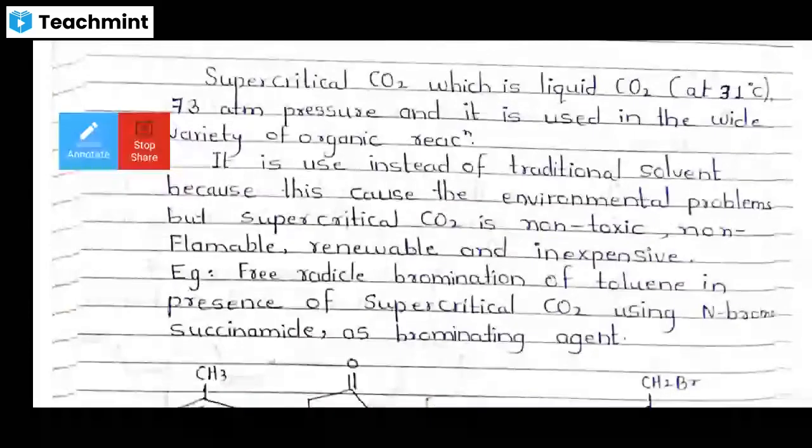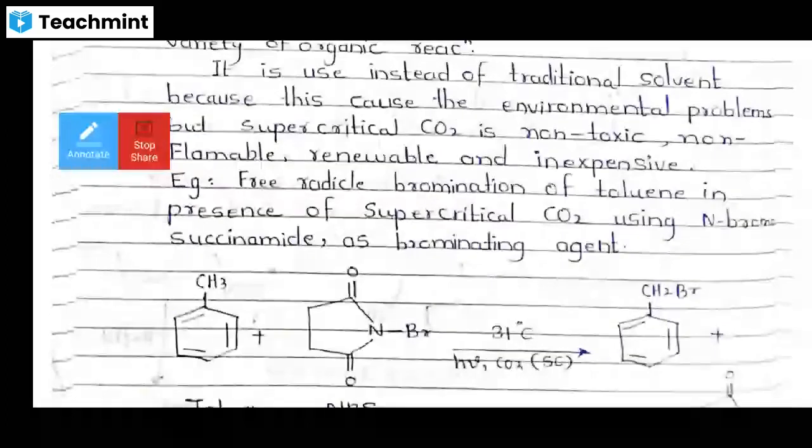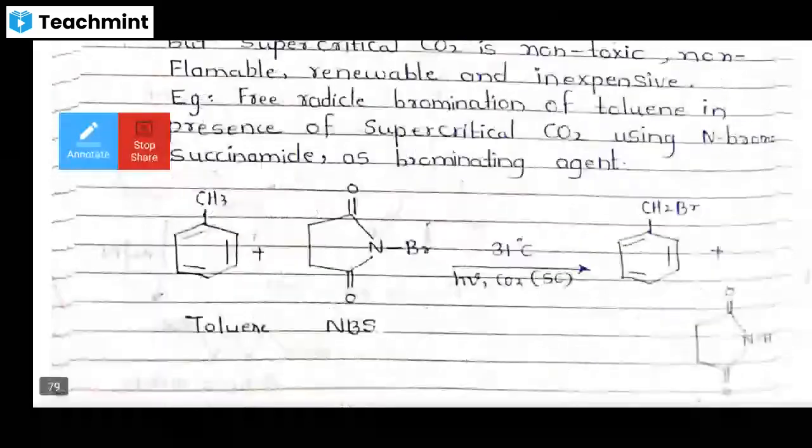It is used instead of the traditional solvent because this causes environmental problems, but supercritical carbon dioxide is non-toxic, non-flammable, renewable and inexpensive. For example, free radical bromination of toluene in the presence of supercritical carbon dioxide using N-bromosuccinimide as a brominating agent. So in these reactions we use supercritical carbon dioxide at less than 71 degrees centigrade so that we can use it.